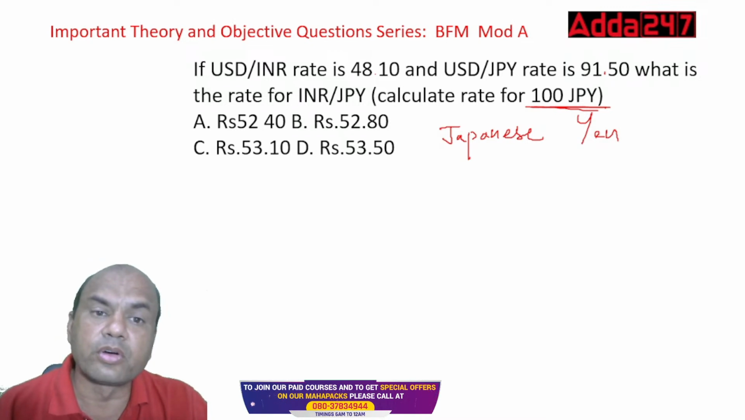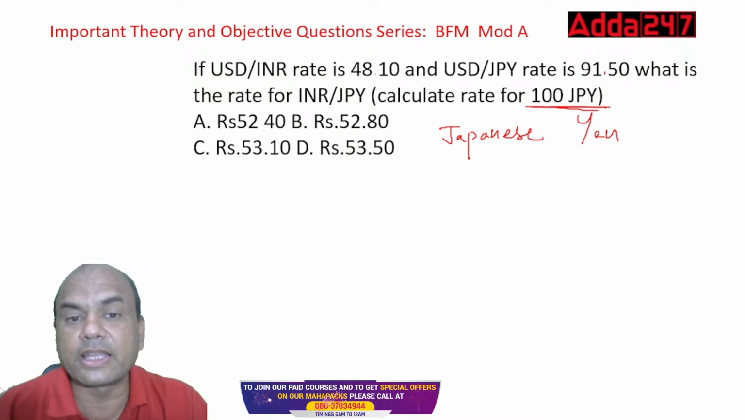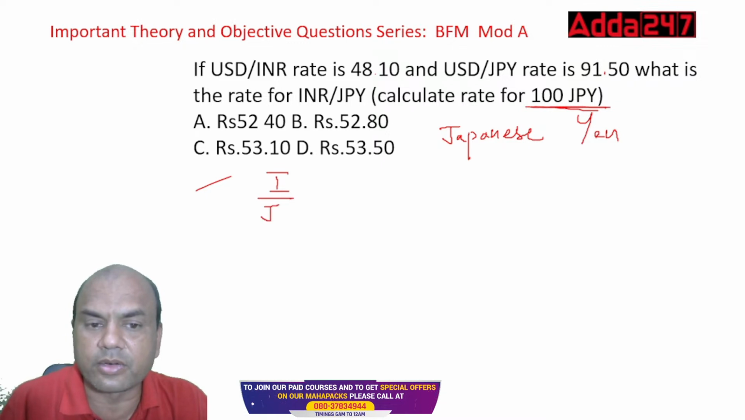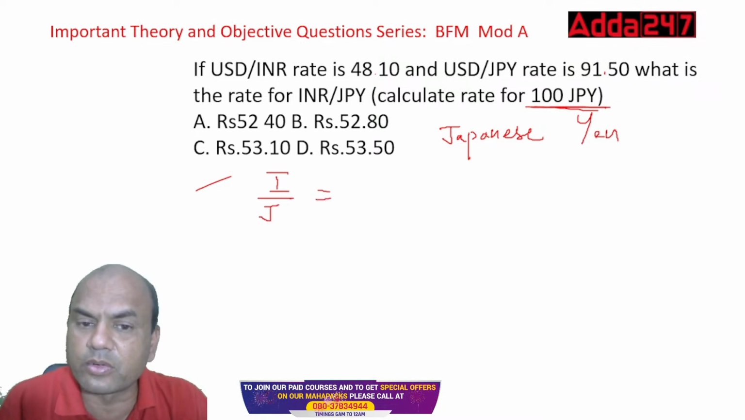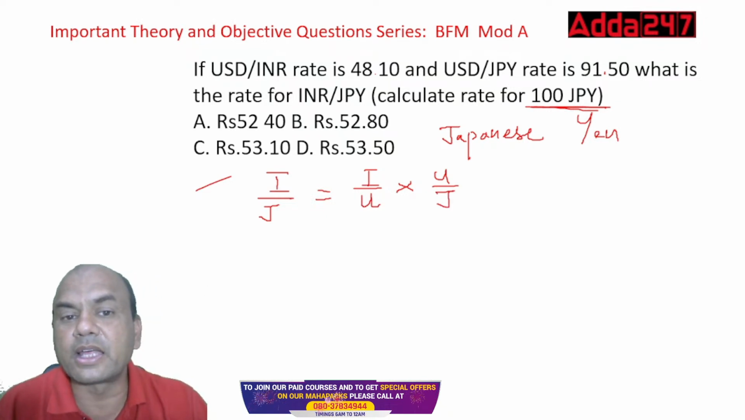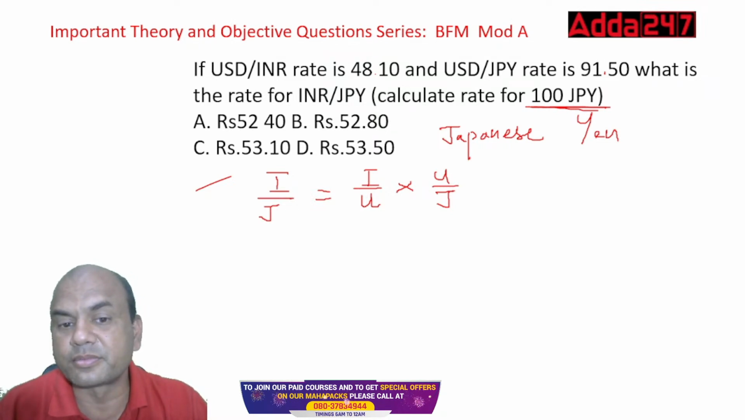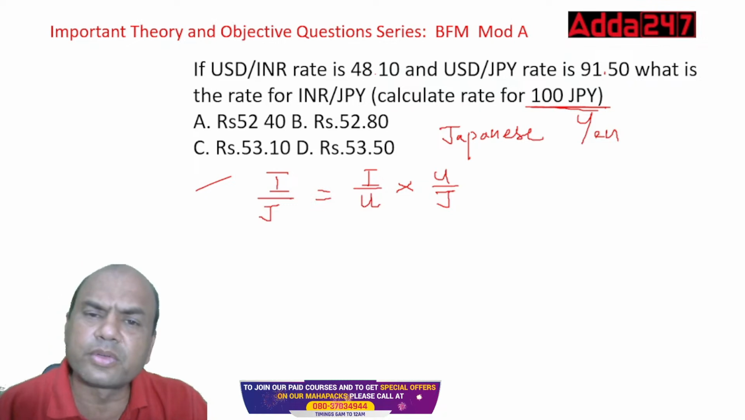Now, Japanese yen. So what is the rate now? You want INR to JPY. Again use the same chain rule: INR to USD into USD to JPY. Are you having both the rates? See here, USD to INR rate is given. INR to USD into USD to JPY, this is what you want. So how will you do this?